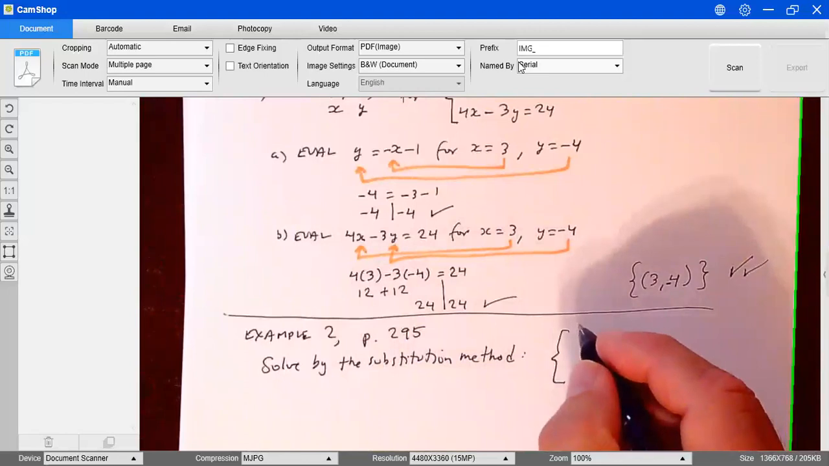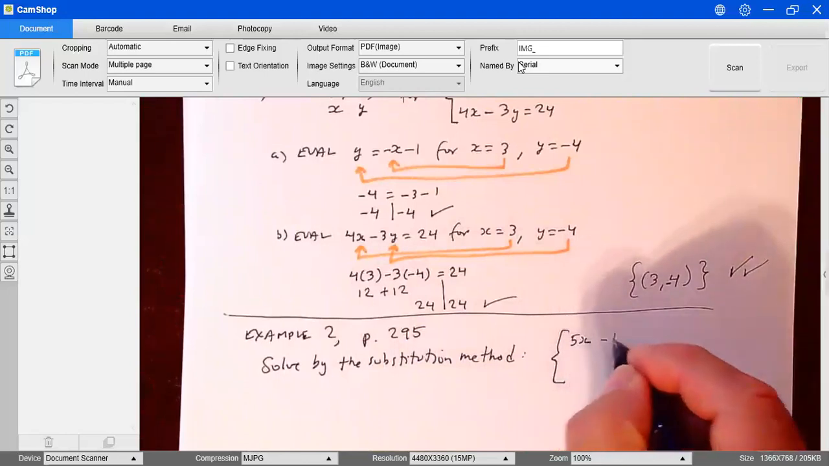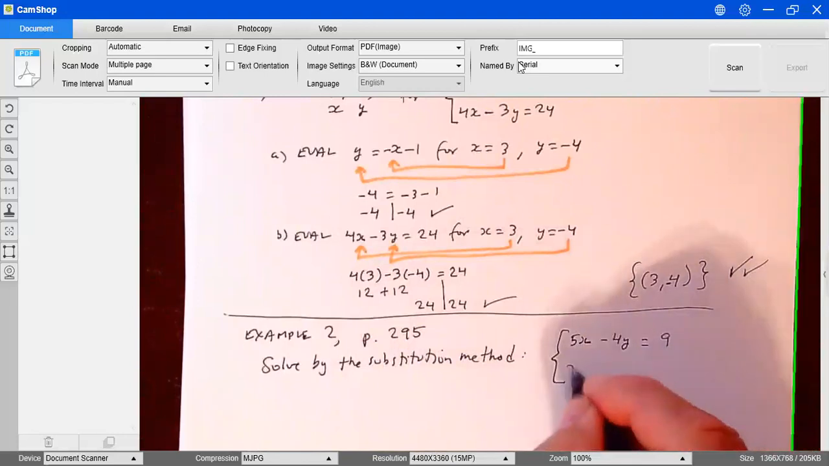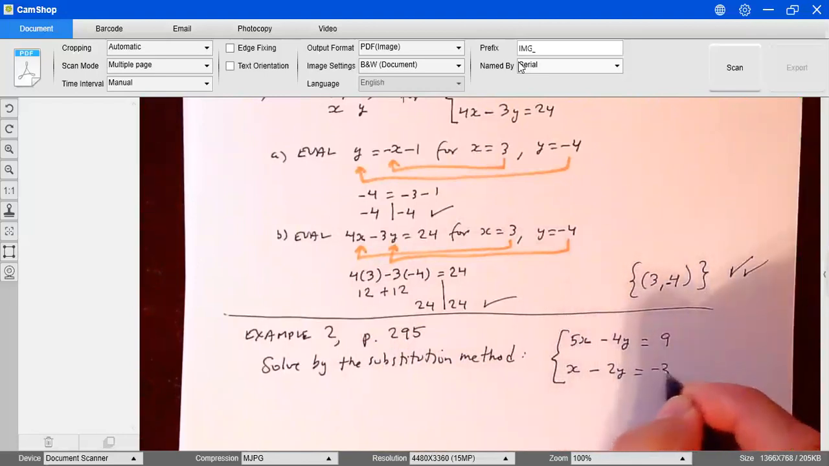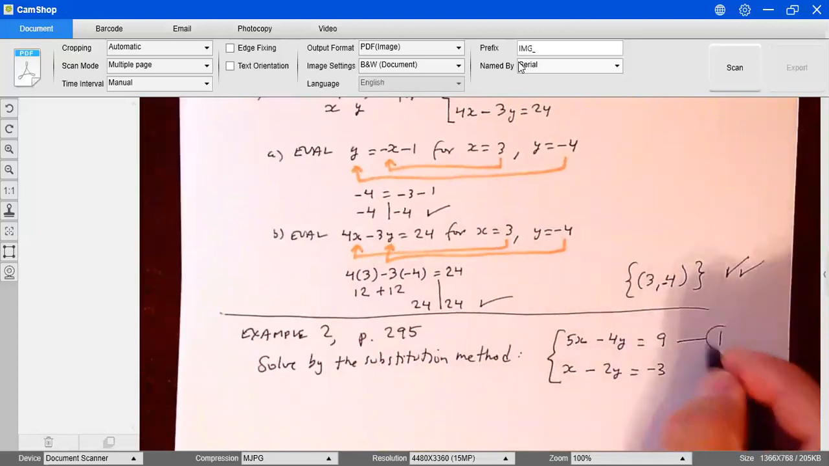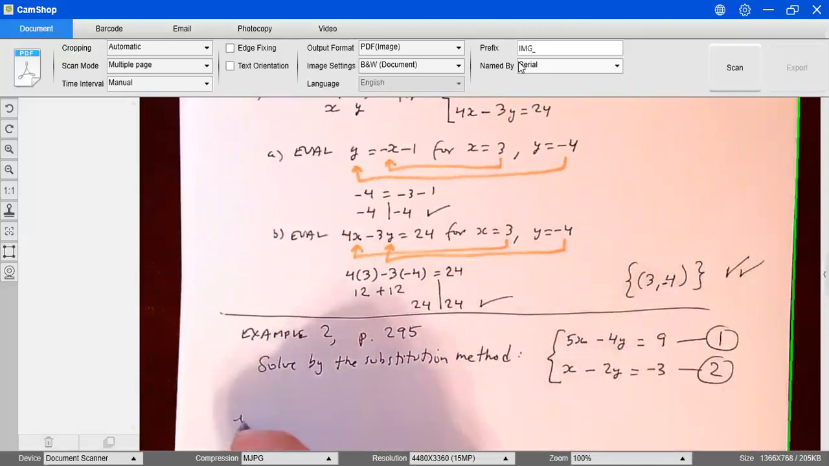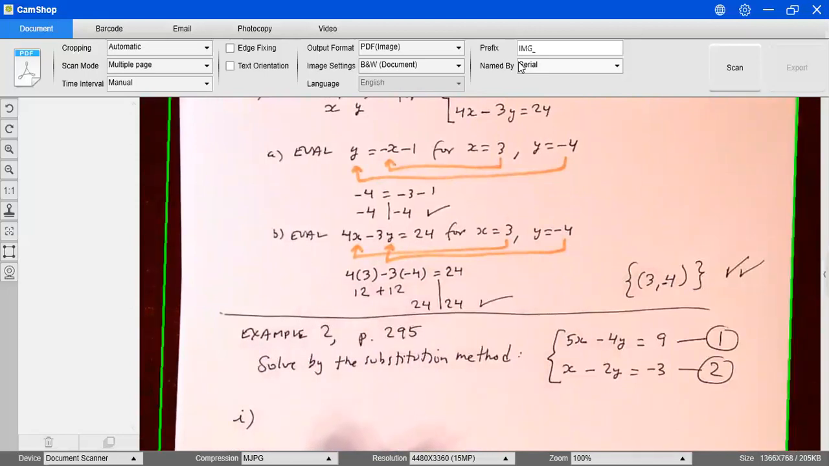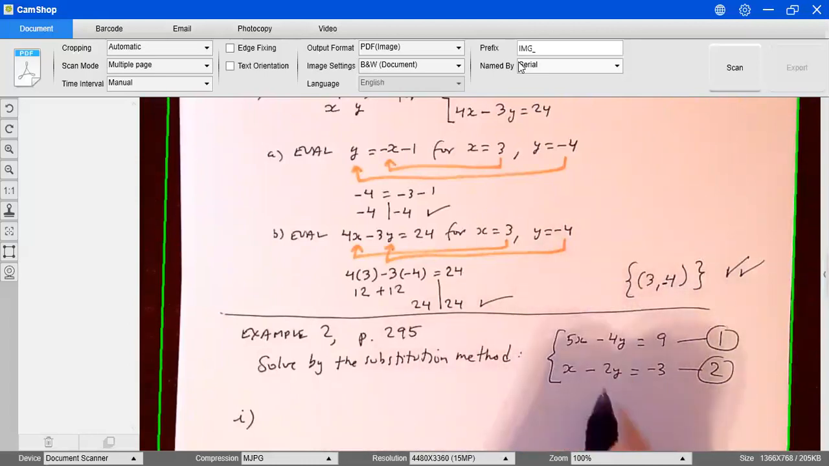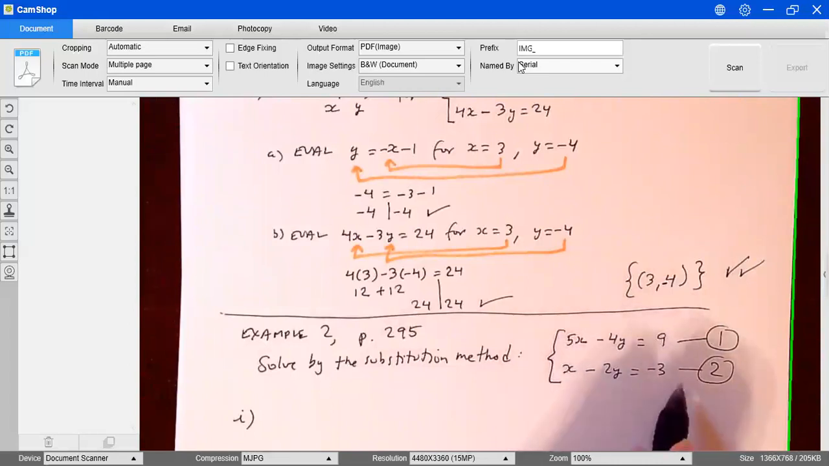So we have 5x minus 4y equals 9, x minus 2y equals negative 3. So now this is my equation 1, this is my equation 2. In the first step, I need to solve for one of the variables in one of the equations. As we did before, we look for variables with coefficient 1. So we have coefficient 5, coefficient negative 4, coefficient negative 2, and coefficient 1. Wow, this is good. So we need to solve for x here because it's the variable with the most friendly coefficient.